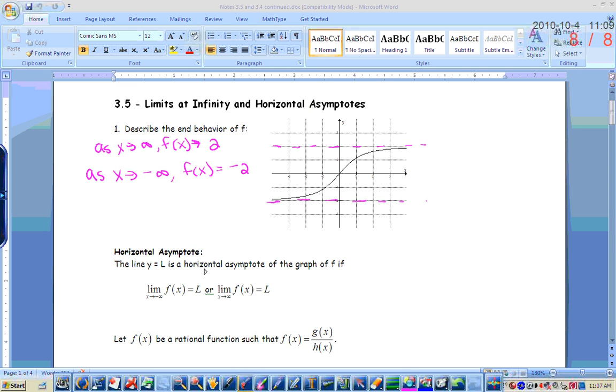All right, so a horizontal asymptote, the formal definition, we talked about them last year, but the formal definition involves calculus and limits. The line y equals L is a horizontal asymptote of the graph of f if the limit as x approaches infinity of f of x equals L, or the limit as x approaches negative infinity of f of x equals L. So as long as x is approaching positive or negative infinity, and the limit is a specific number, then that means that you have a horizontal asymptote. And if you recall, there are some rules for horizontal asymptotes, so let's talk about them. f of x actually approaches 2, thank you. Negative 2.